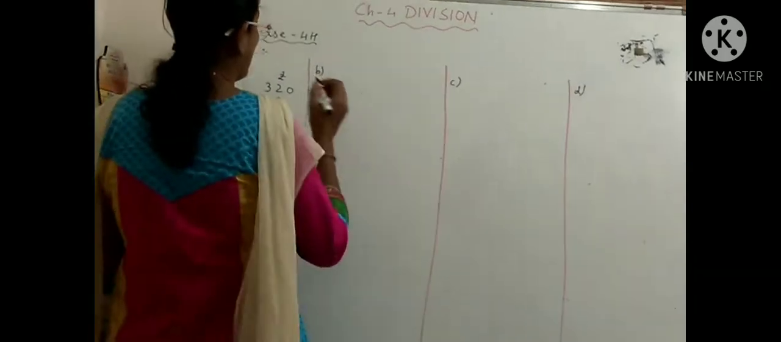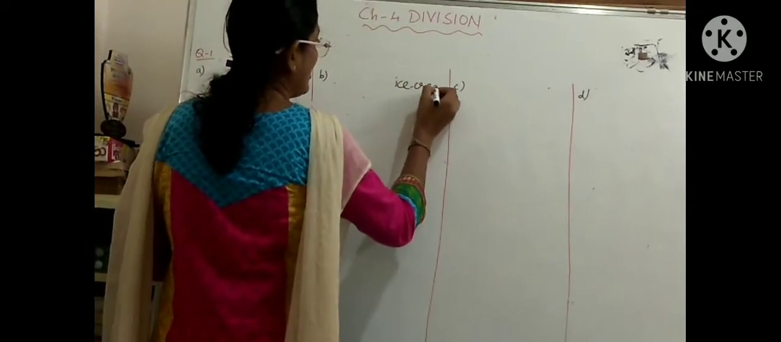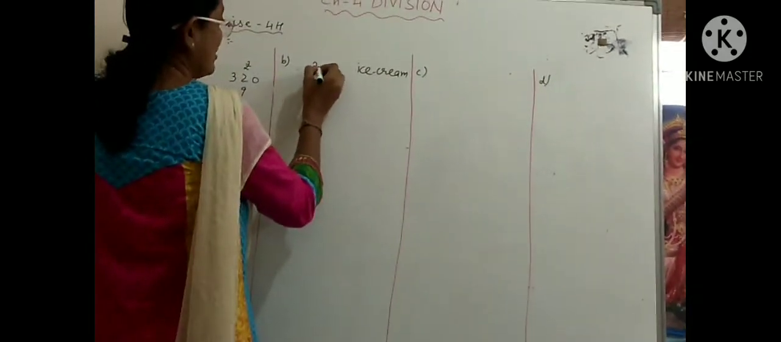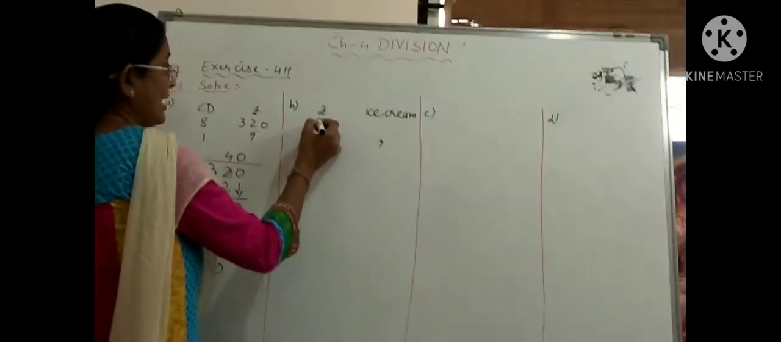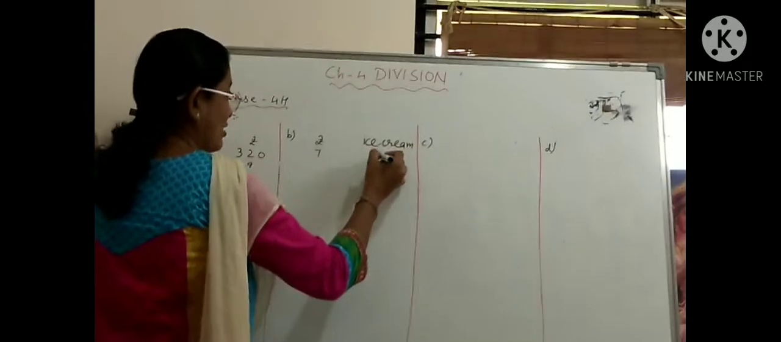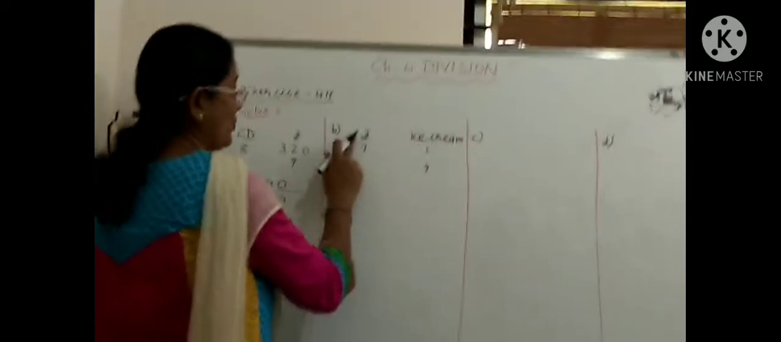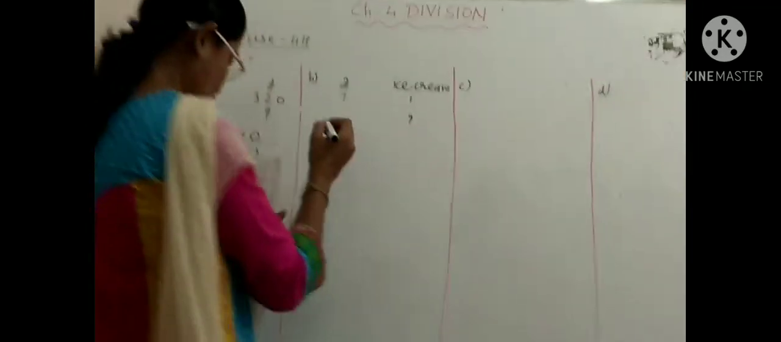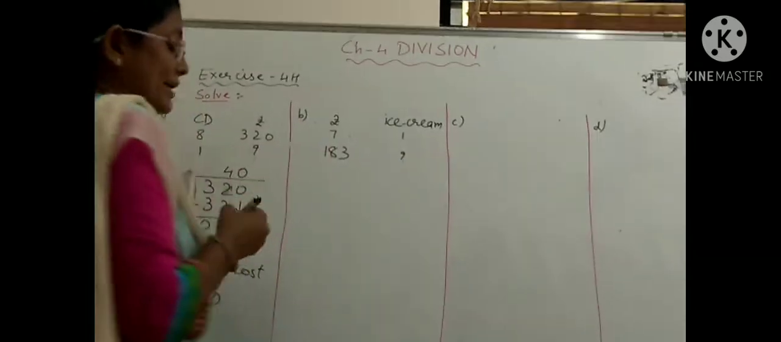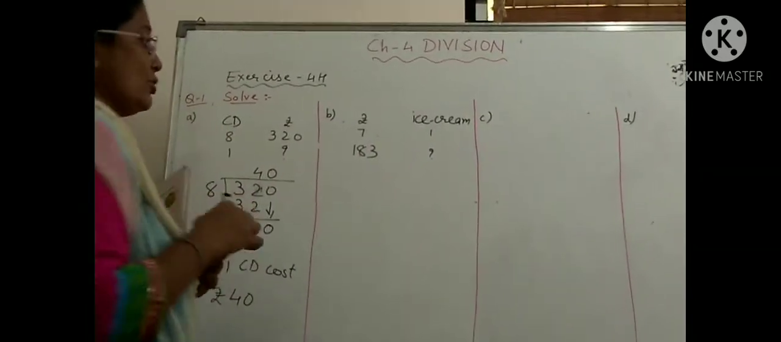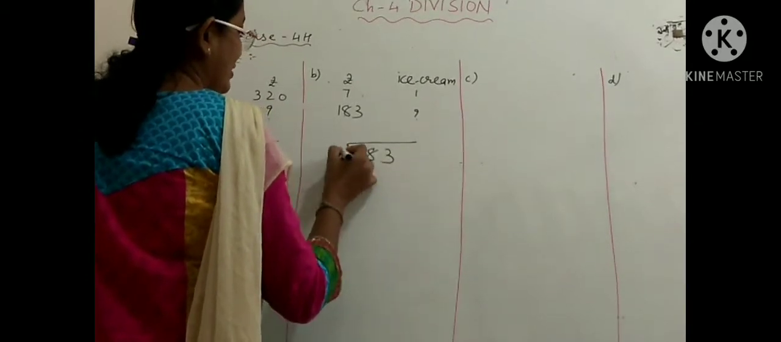Okay. So how many ice creams will come at the back side. Ice cream will come here and rupees will come first, because how many we don't know. So now, one ice cream will be of 7 rupees. Then total how many rupees is he having? He is having 183 rupees. Then how many ice creams can he buy with 183 rupees? So what you have to do is 183 divided by 7.